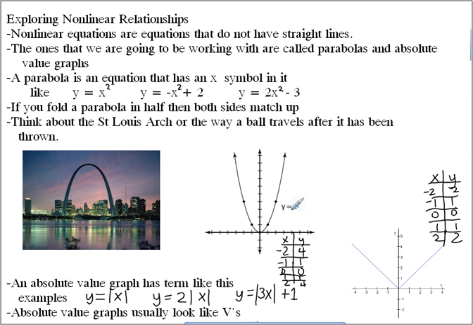And if you're asked to identify whether something is a parabola or whether it's an absolute value graph, really the main thing you need to look at is: is it a V or is it this kind of arch shape? If it's an arch shape, if it doesn't have those two straight lines that are here, then it's a parabola. And if it does, then it is an absolute value graph.